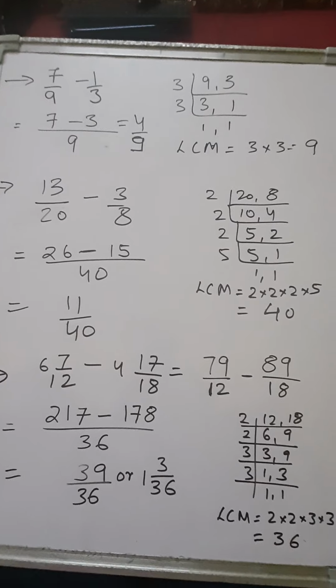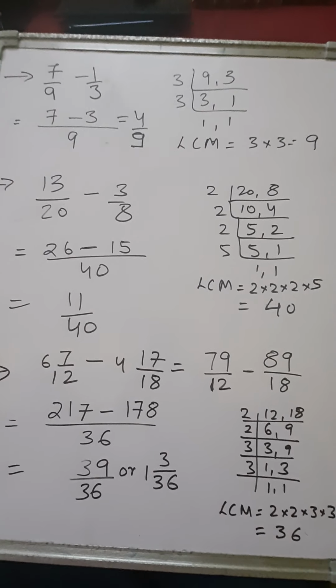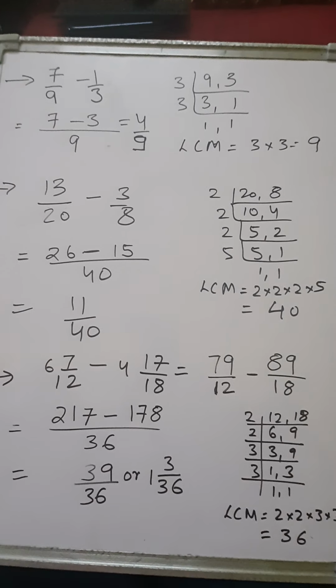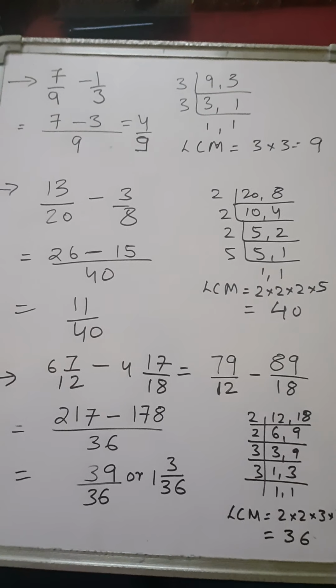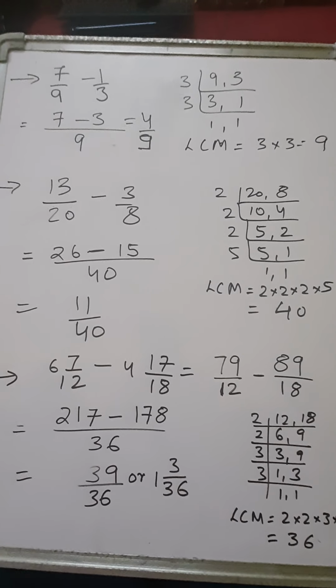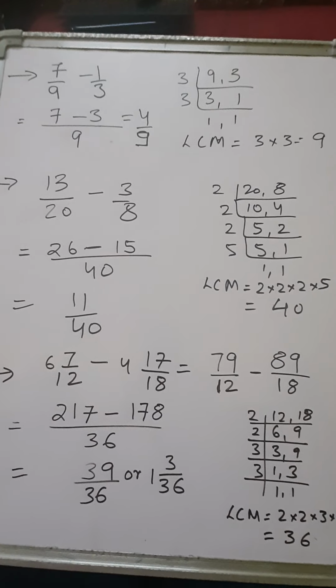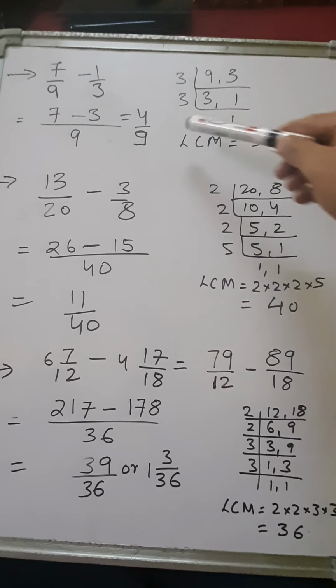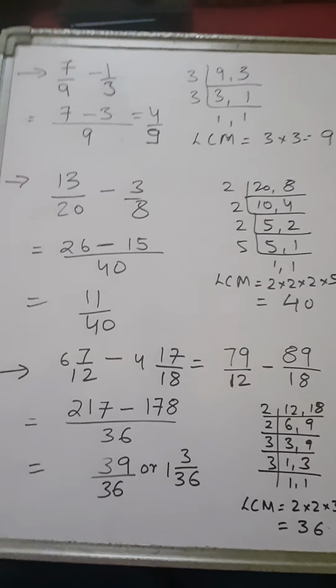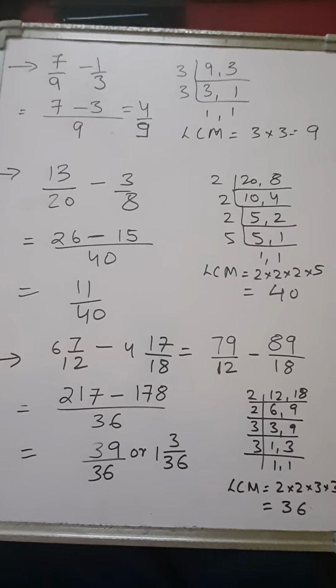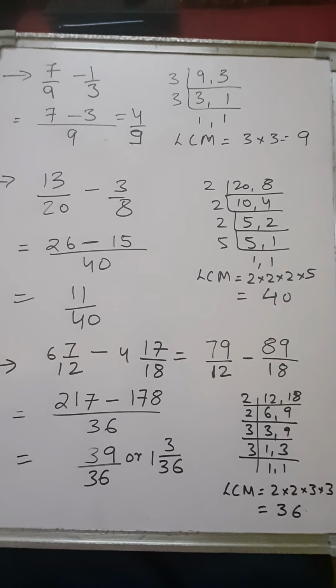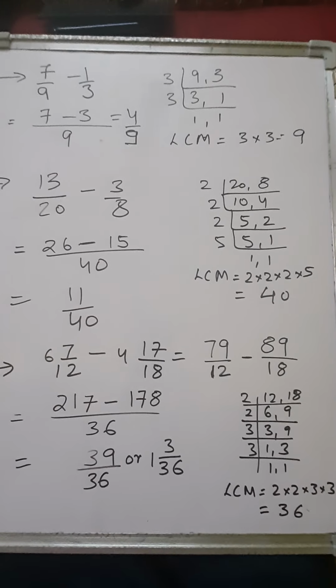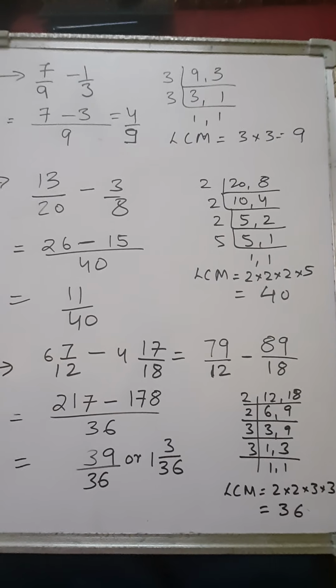Now, children, we will do the subtraction between two fractions. Okay. Now let's see how we'll do. As with the addition we have done by taking the LCM, we will do the subtraction also. Suppose there are two fractions, 7 by 9 minus 1 by 3. So what did we take first in addition? LCM. So here also, what will we do first? Taking the LCM of the denominators.